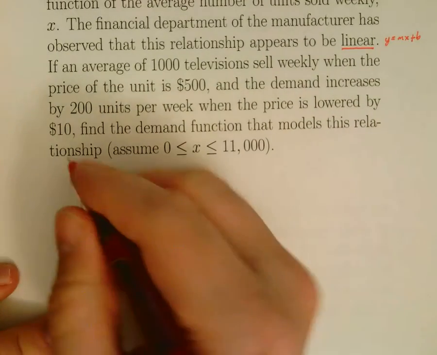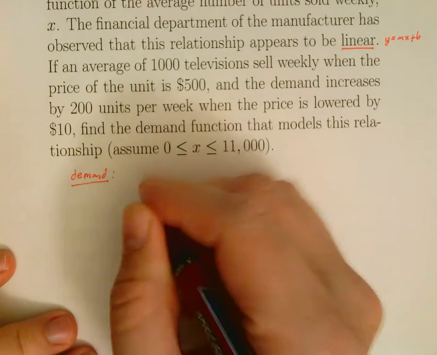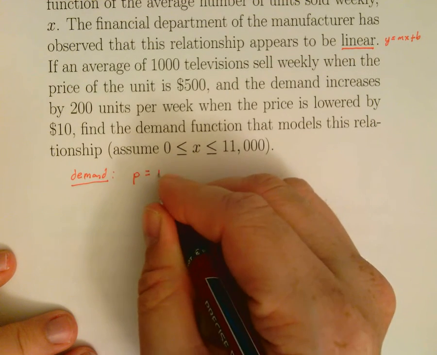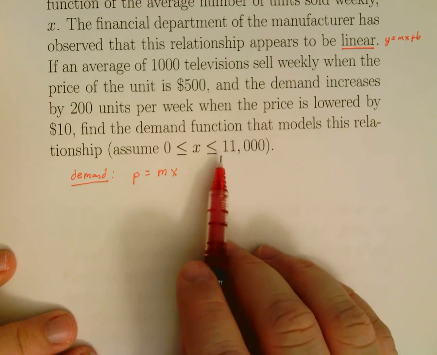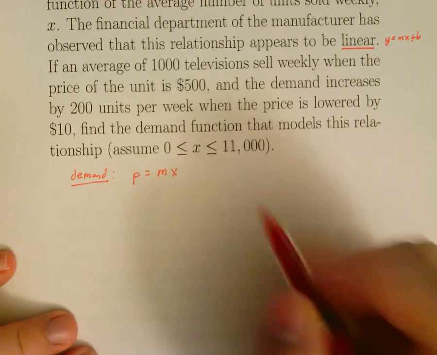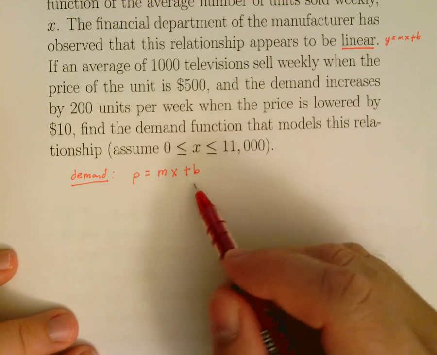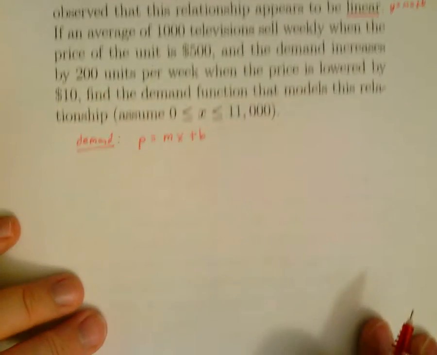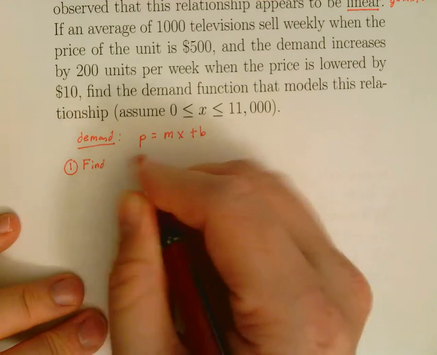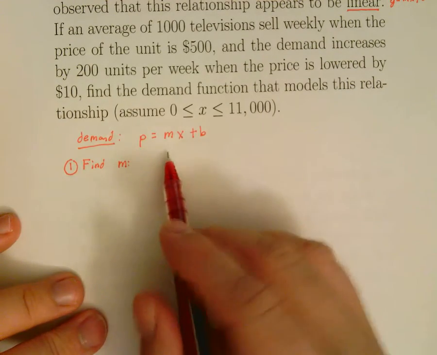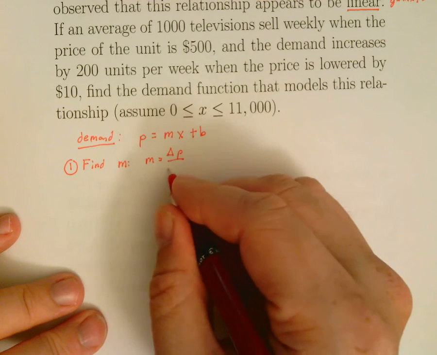Okay, so the thing you want to note is that demand is going to be of the form P equals some slope times X, remember, and X is, of course, the number of units, the demand, plus B. So that's the number of units that we have. So first of all, we want to find M. So the slope is going to be the change in P over the change in X.